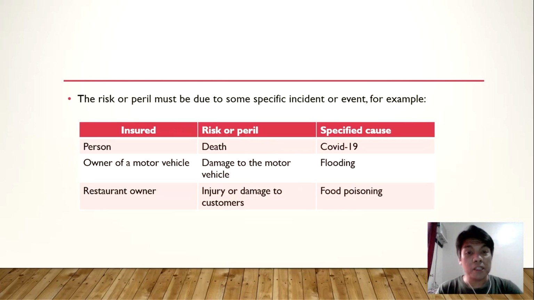Second, the risk or peril must be due to some specific incident or event. So, remember the person who is exposed to the risk or peril of death? Let's say the policy stipulated a specific cause, and that is COVID-19. For the owner of a motor vehicle who is exposed to the risk or peril of damage to his motor vehicle, let's say the policy stipulated a specific cause, and in this case, flooding. For the restaurant owner who is exposed to the risk or peril of injury or damage to customers, let's say the policy specified a cause, and that is food poisoning. So, the specific cause is now identified.